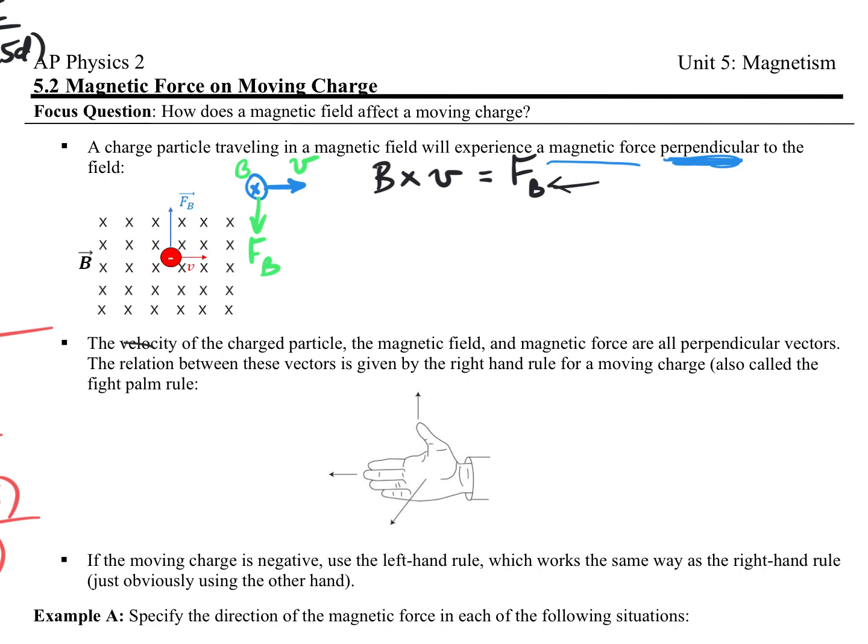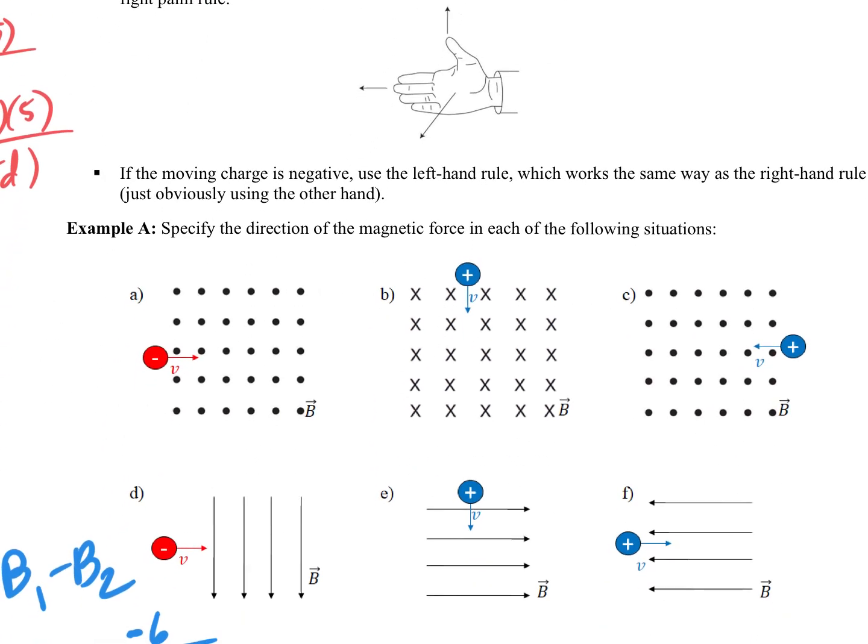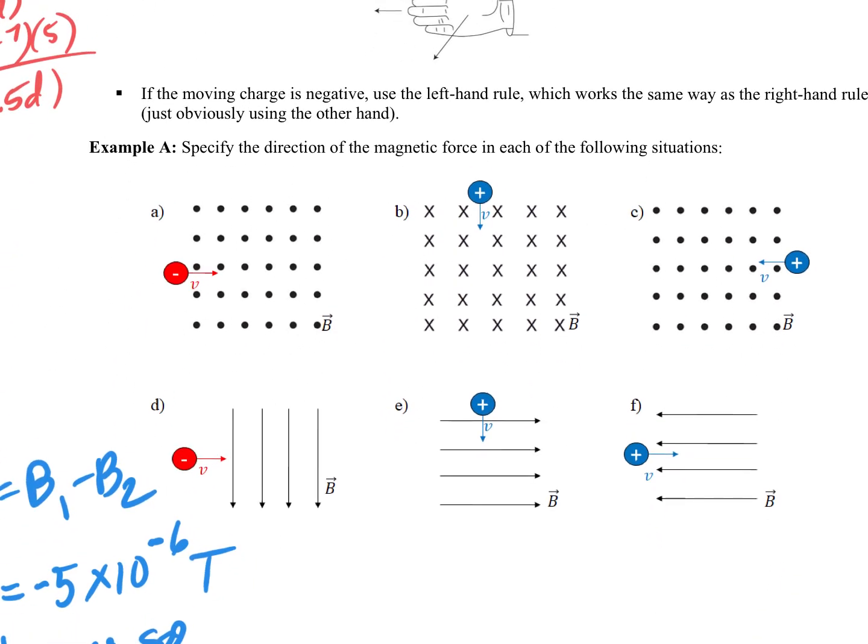It's a magnetic force, okay? Take a look down at example A. It says specify the direction. We've already talked about this, and I'll put some extra stuff up here, but let's look at this one. My pencil is charging, and see if we can't figure out what direction each one of them is going, where F sub B is going. So look at A and figure out what direction the magnetic force is going.